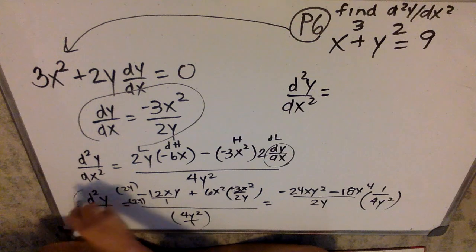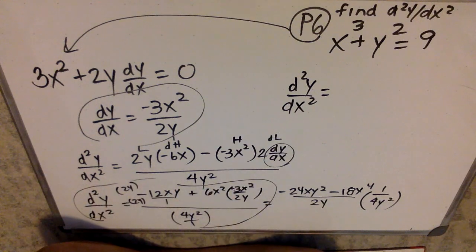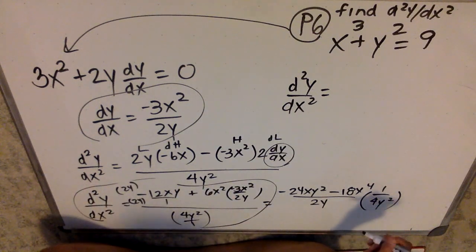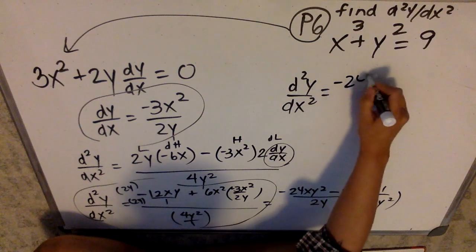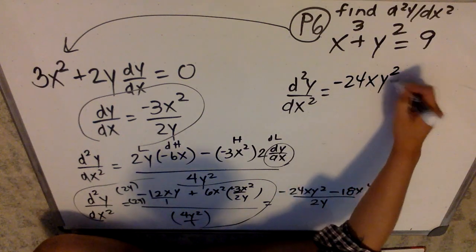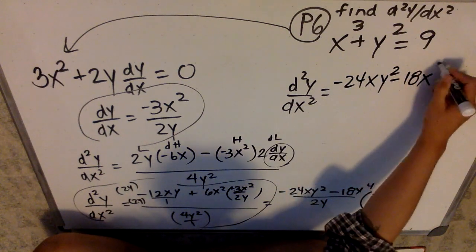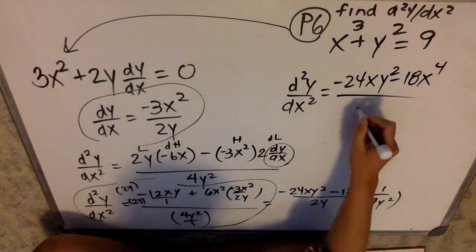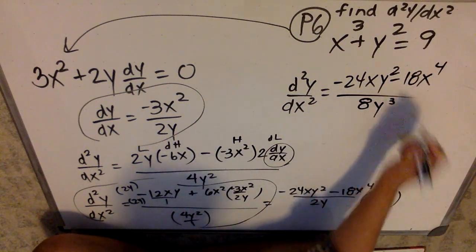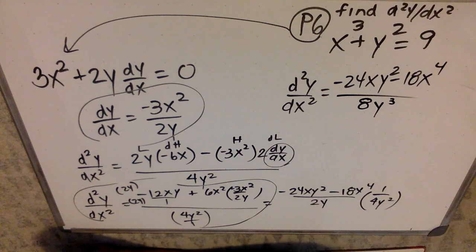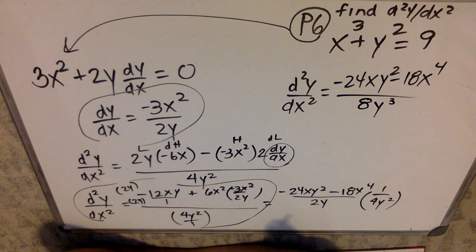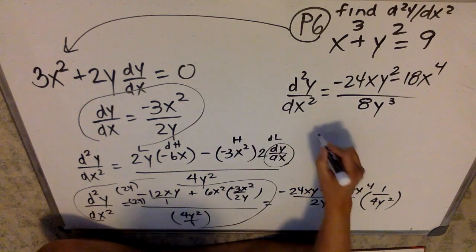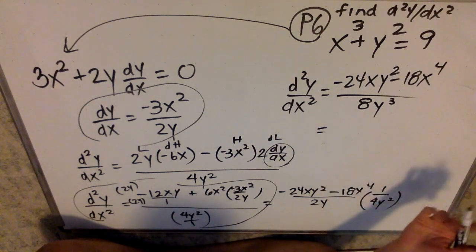And at this moment, you had the right answer, right? But in all likelihood, you would have to clean it up. So at this point, I have a negative 24xy squared minus an 18x to the fourth over an 8y cubed. So the best I think I can factor out of this is a 2, because 18 is not a multiple of 4. So the best I can do is take a 2 out, or a negative 2 if you want.